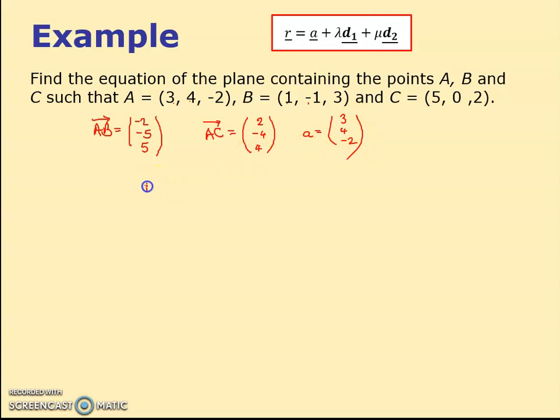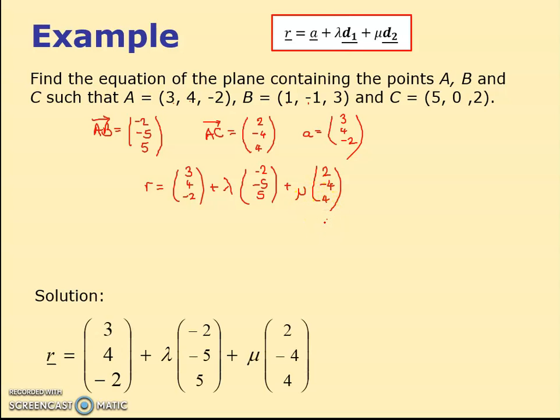And then I can write my vector equation of the plane as r equals that 3, 4, -2, plus some unknown lambda times my first direction vector, -2, -5, and 5, plus mu times my second one. Again, allowing for the fact that I may well have divided them all by 2. I may well have completely used different points. Let's see what I said. I'm pleased because I didn't. I was lazy last time as well. That's exactly what I've done last time.